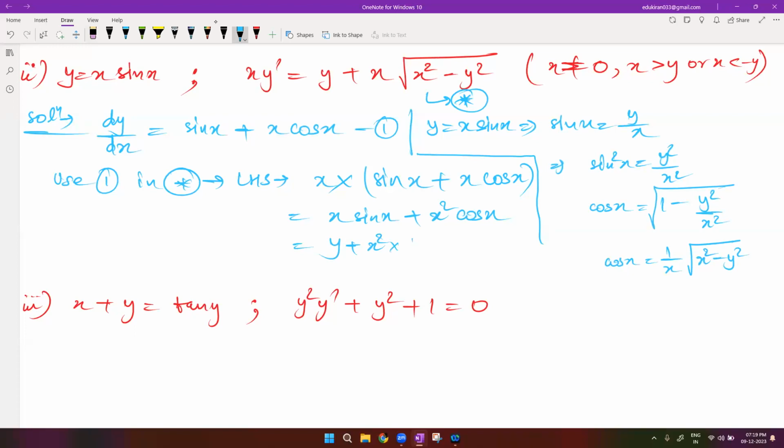So if you put that value, then 1 by x cancels out 1 by x. So this is y plus x times root over x square minus y square, which is again equal to RHS. Right? So this is how we can prove it just with the help of the function. Try to solve the third one. Try to verify the third one.